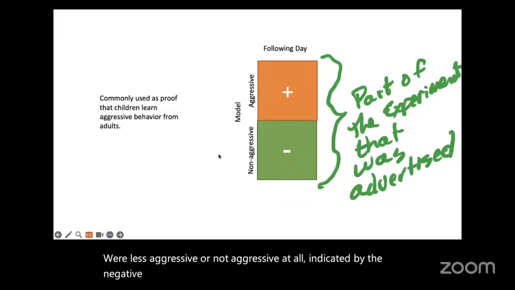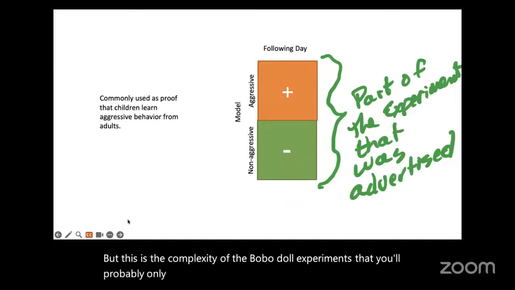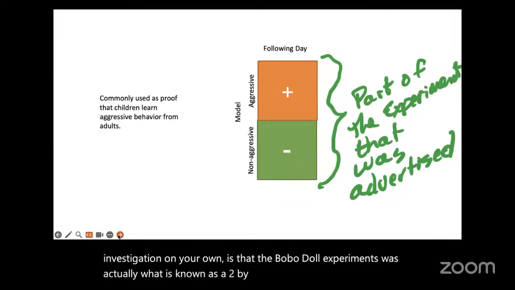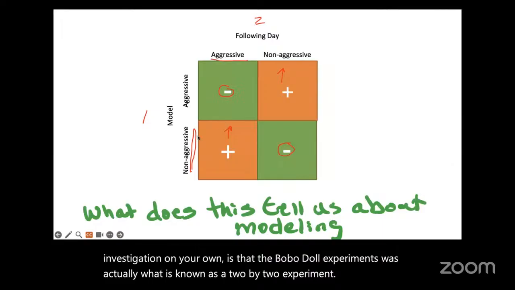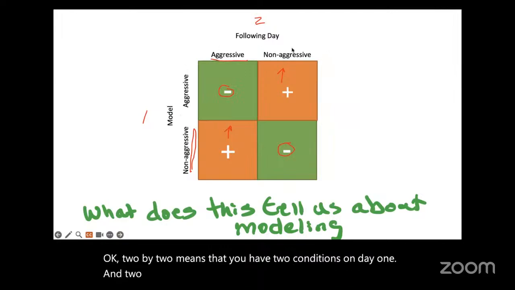But this is the complexity of the Bobo doll experiments that you'll probably only learn in a psychology class, or if you do the investigation on your own: the Bobo doll experiments were actually what is known as a 2-by-2 experiment. Okay, 2-by-2 means that you have two conditions on day one and two conditions on day two. Okay, so let's go through this.